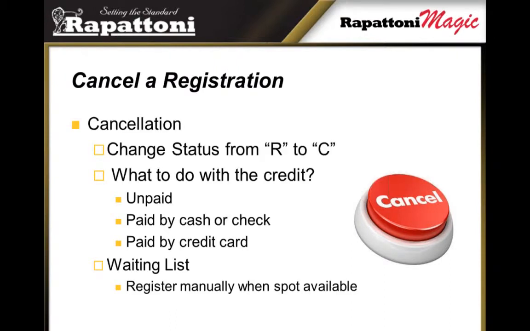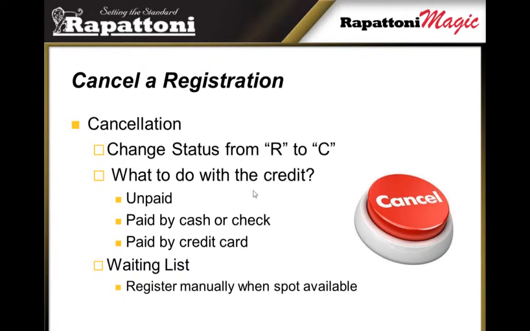To cancel a registration in Magic, all you need to do is change the status from R to C, from registered to canceled. That's it. Now, there was no money involved in this class registration, but if there was, the software would actually create an offsetting invoice for the amount of the class.